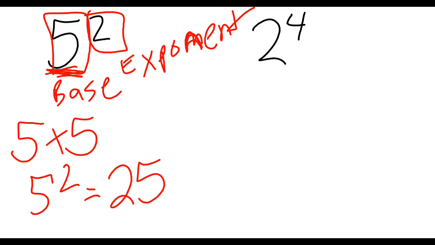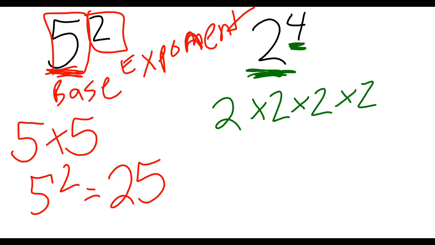Now let's look over here at this one. My base is 2, so that's the number I'm going to be multiplying. My exponent is 4. That means I'm going to multiply 2 times itself 4 times. 2 times 2 times 2 times 2. 1, 2, 3, 4 times.